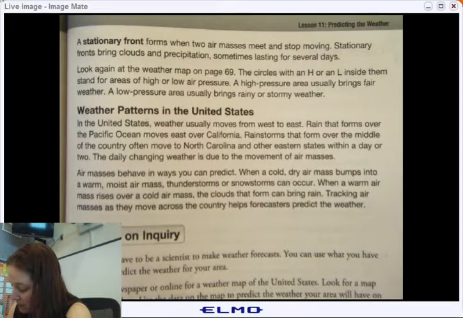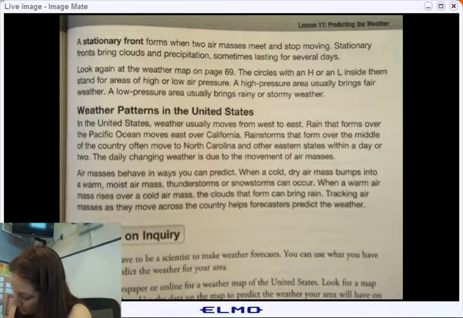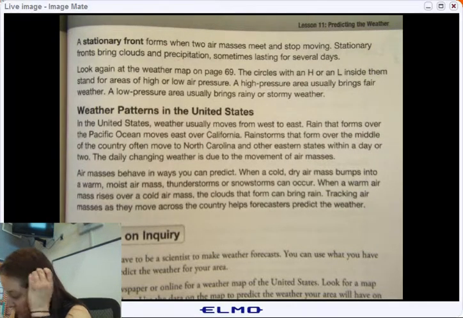High pressure areas are marked with a capital H inside a circle, indicating fair weather. Low pressure areas are marked with a capital L inside a circle and usually bring rainy or stormy weather.